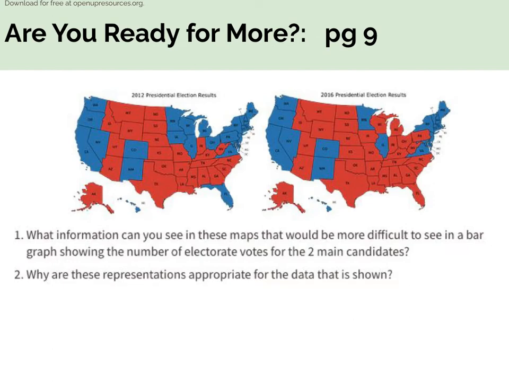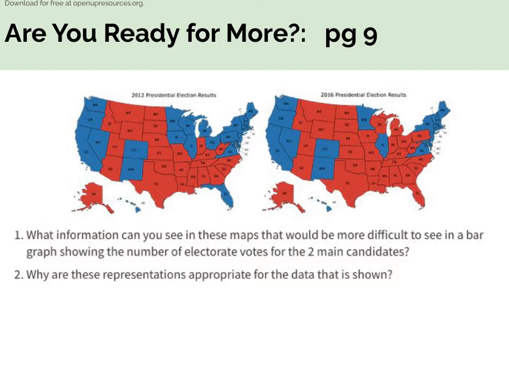All right, so we're looking again at different patterns. On page 9, this is Are You Ready for More? What information can you see in these maps that would be more difficult to see in a bar graph showing the number of electoral votes for the 2 main candidates? And why are these representations appropriate for the data that is shown?